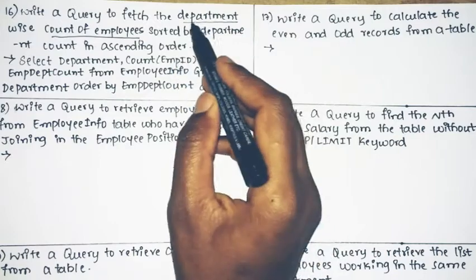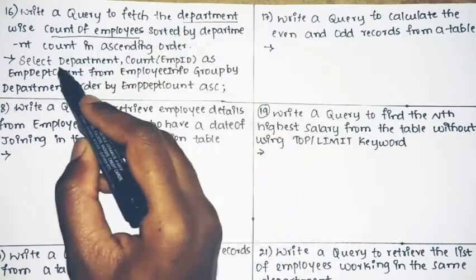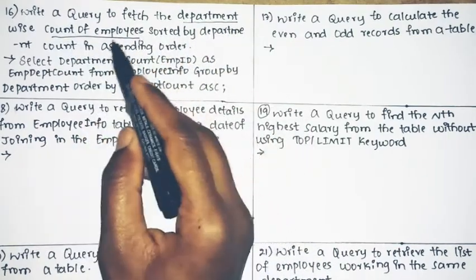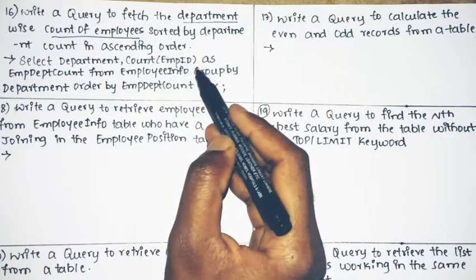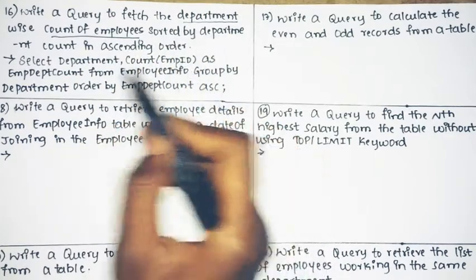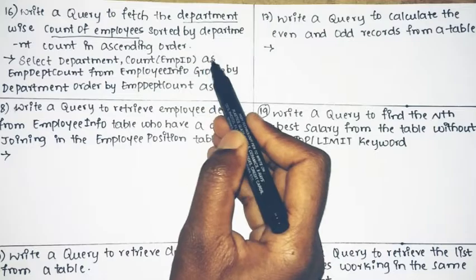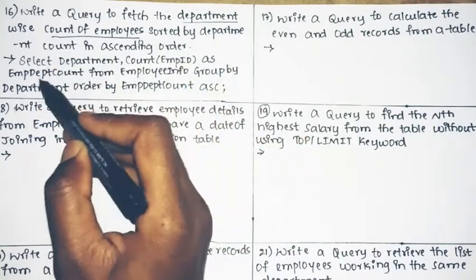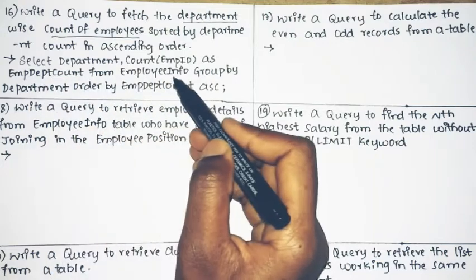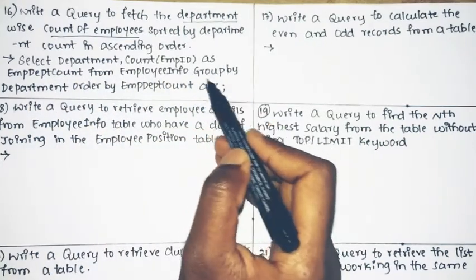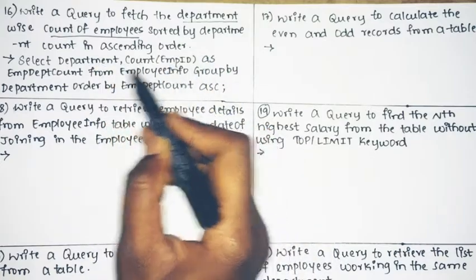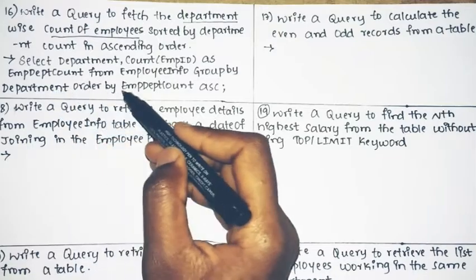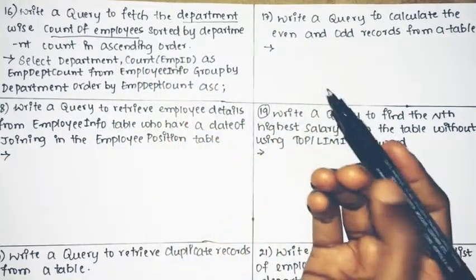So what you need is, you need to fetch the department. So select department and the count of employees which are sorted by the department count. Which means the count of employee ID is the common column for both employees and department. So count of employee ID as employee department count from the table employee info. Then you need to group by department, then order it in the ascending order.